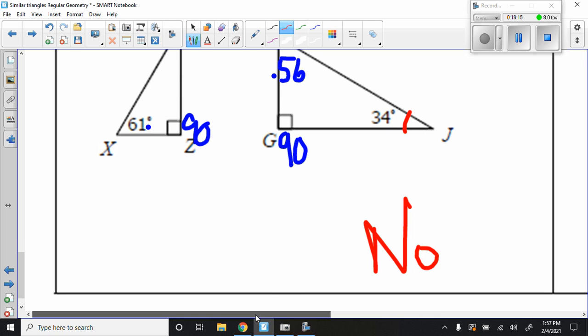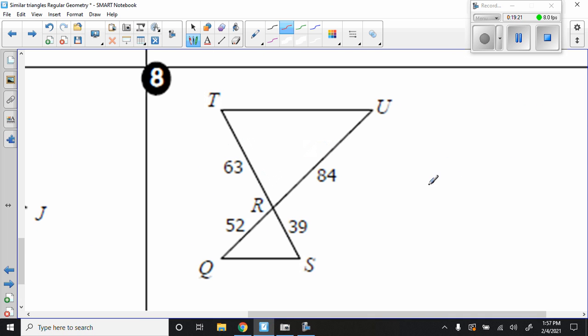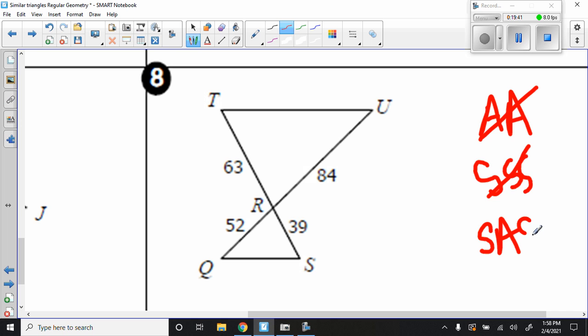Last one on the page. Okay, we're going to test. So we cannot say angle, angle, because no angles are given. We cannot test side, side, side because we're only given two sides. So the only test we're doing is side, angle, side. And yes, we do have an angle because of vertical angles. Okay? Now this is a hard one too, because I don't know if I want to put 39 on top of 84 or 39 on top of 63.